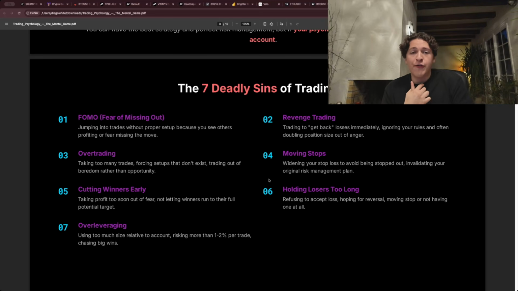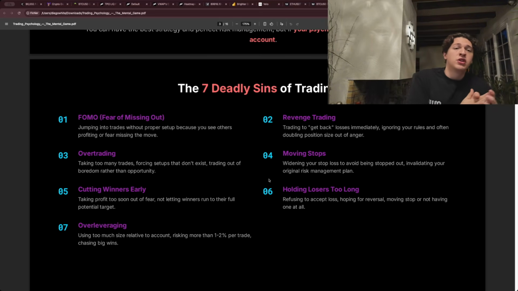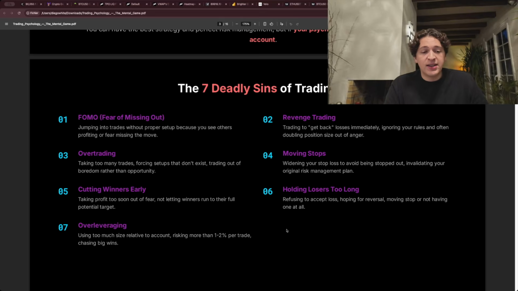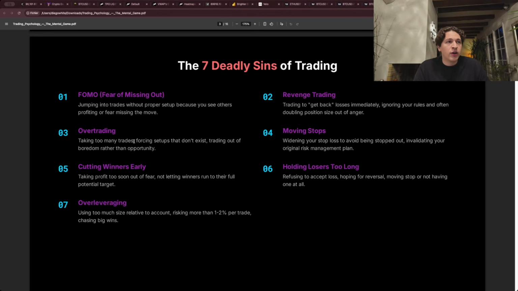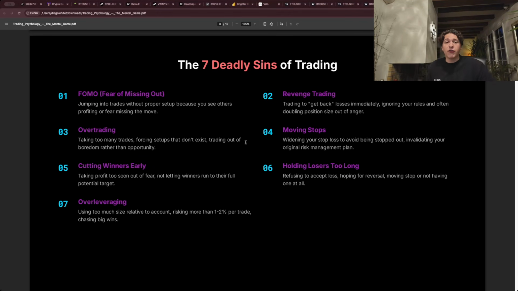First one is FOMO, so the fear of missing out. Jumping into trades without proper setups because you see others profiting or fear of missing the moves. And this is something also that you will get from the social medias. On social medias, you will see younger people than you making a ton of money, driving Lambos, having Rolex, having richer meals and all of this stuff, being in private jets, and you'll be like, oh shit, I'm too late, etc. I need to take more risk, I need to make more money.